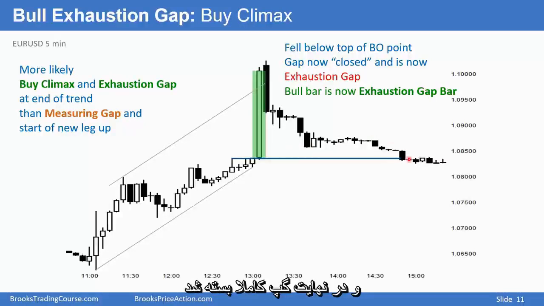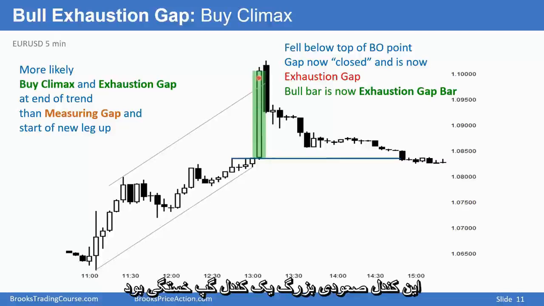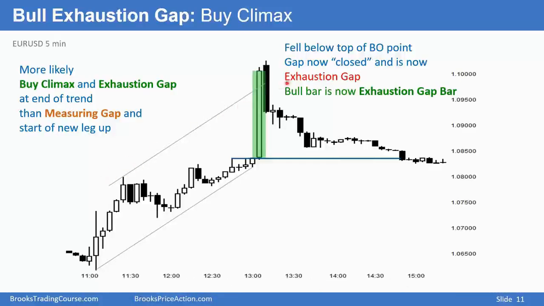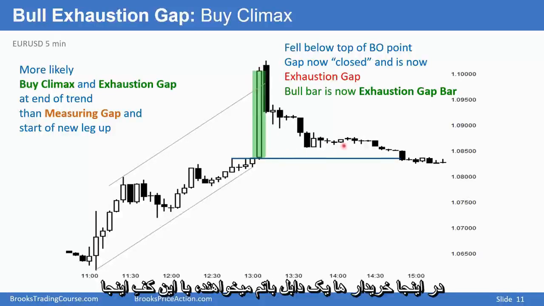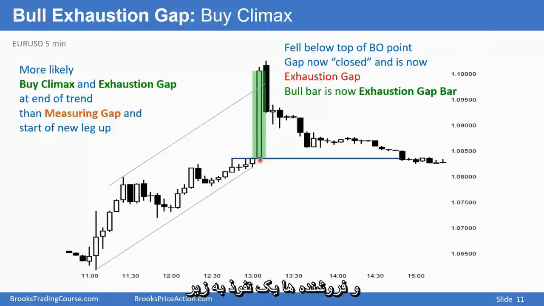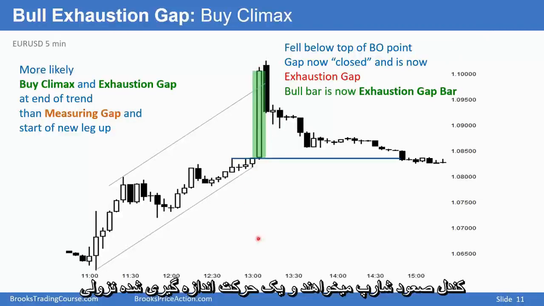And ultimately, the gap completely closed. And therefore, all of these gaps were exhaustion gaps. This big bull bar was an exhaustion gap bar. Exhausted bulls failing to break above the top of a bull channel. The market tested down to the bottom of the buy climax, which is typical. It usually does that. At that point, the bulls want a double bottom with this low and the pullback low and a resumption of the bull trend. And the bears want a break below the buy climax bar and a measured move down.